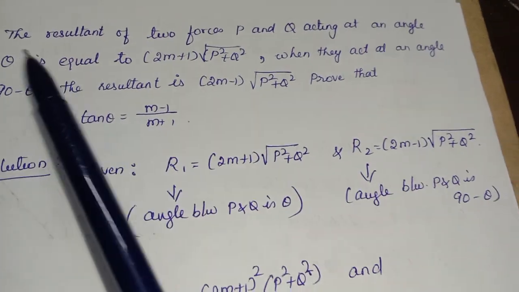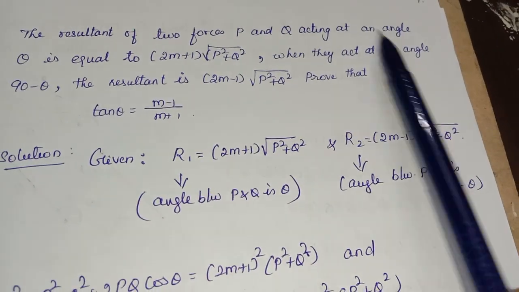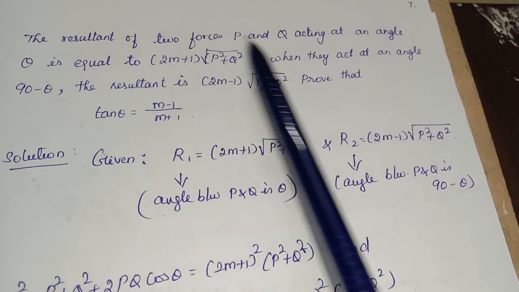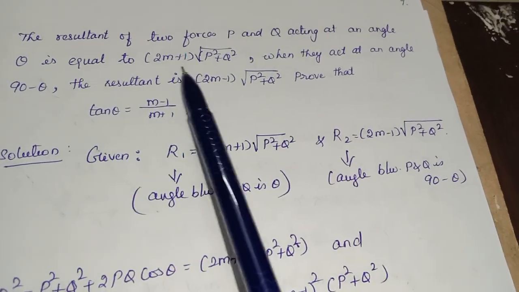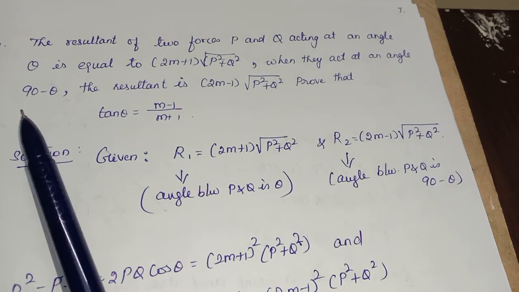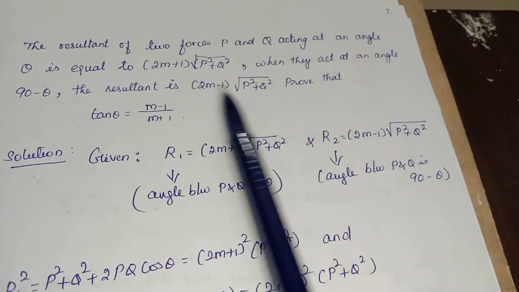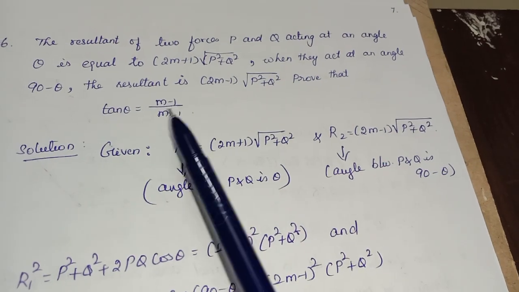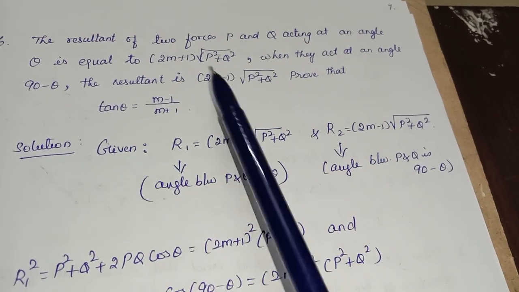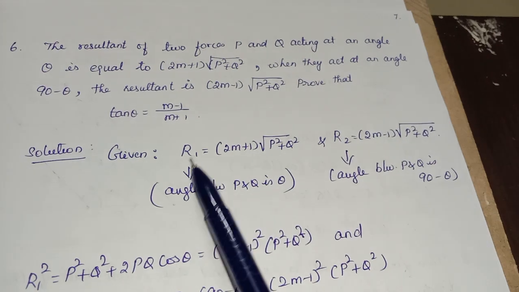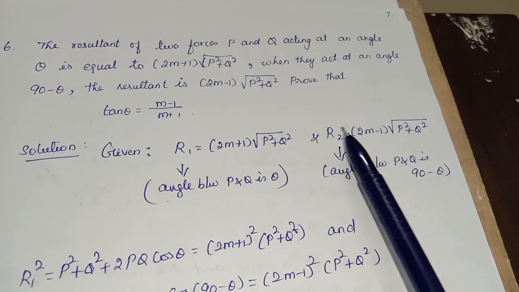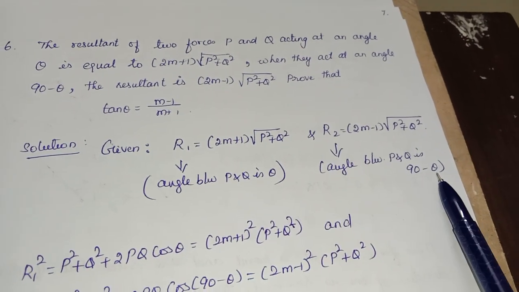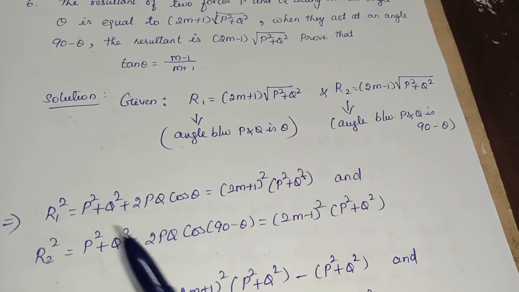Next problem: the resultant of two forces P and Q acting at an angle theta is given by this. When they act at an angle 90 minus theta, the resultant is this. We want to prove tan theta equals m minus 1 by m plus 1. So two forces with different angles, the resultants are given at two different angles. Let R1 be the resultant when they act at angle theta, and R2 be the resultant when they act at angle 90 minus theta. Let's write the formula for R1 and R2.